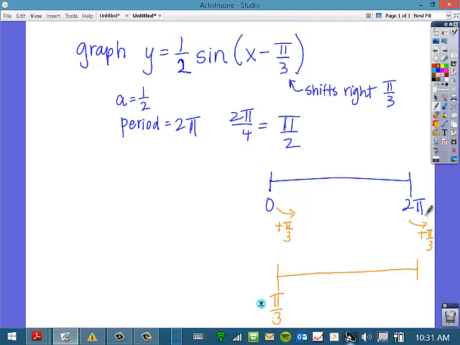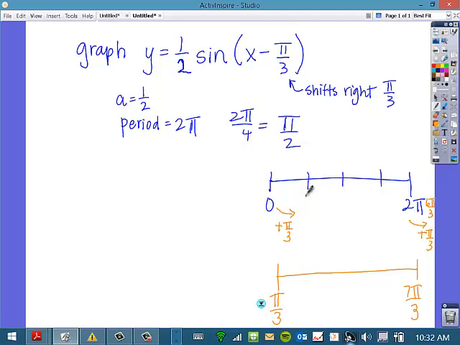to, well, okay, when I add these together, I'm adding fractions, so I have to have a common denominator, which would be 3. 2 pi becomes 6 pi over 3. 6 pi over 3 plus pi over 3 is 7 pi over 3. So my period is still 2 pi. I've just shifted it from 0 to 2 pi, to pi over 3 to 7 pi over 3. So the tricky part is when you want to split this up into your 4 congruent pieces.